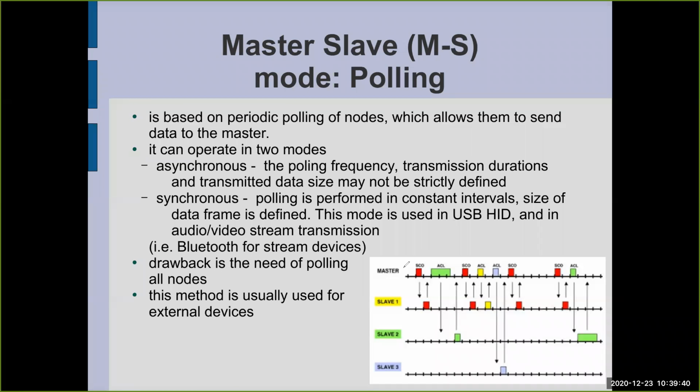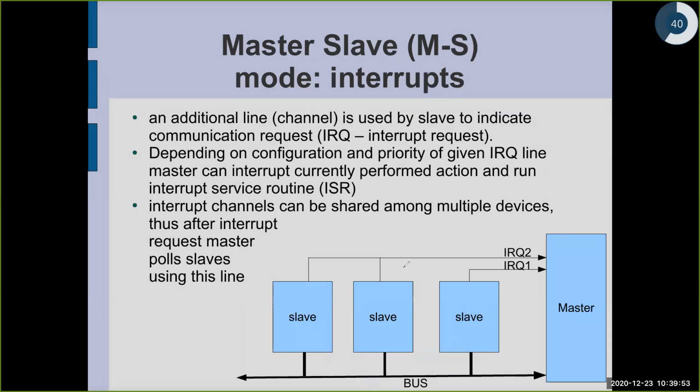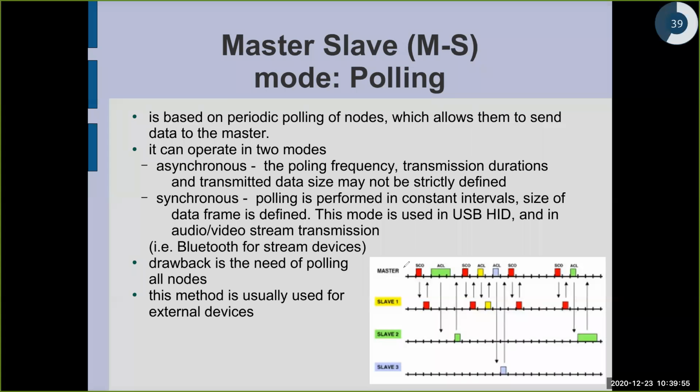Because in USB we have only 4 lines, there are no interrupt lines. Every device has to be polled by the master. And depending on the device class, a different polling policy is applied.